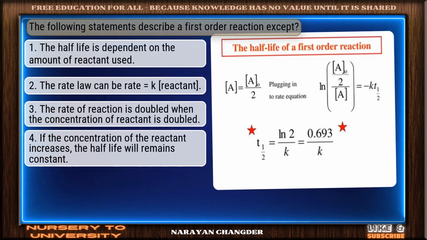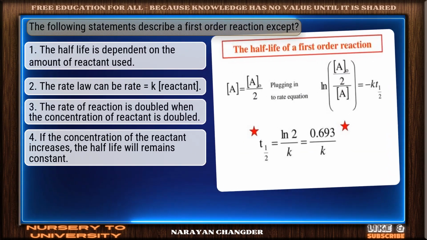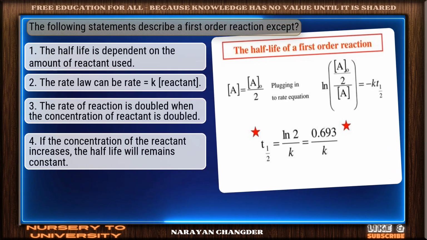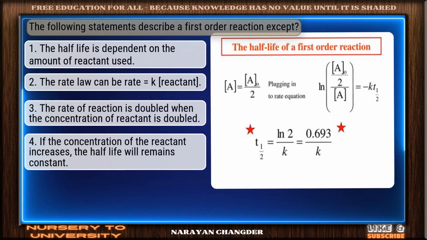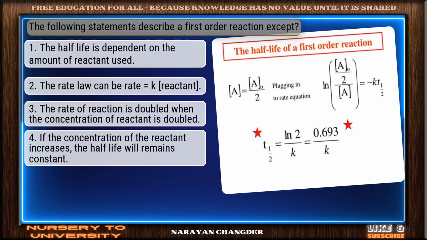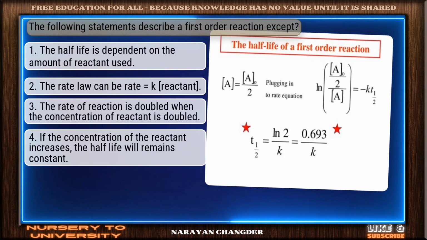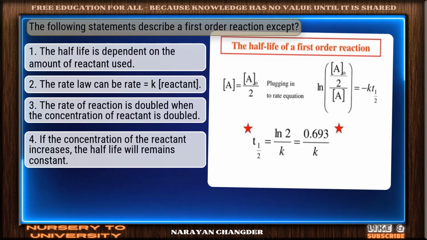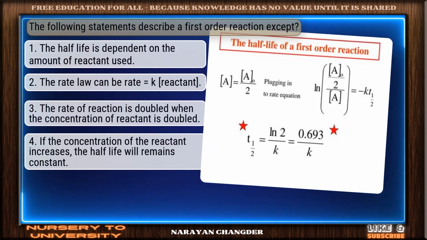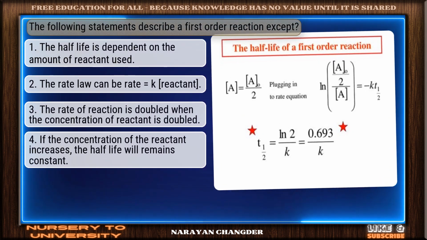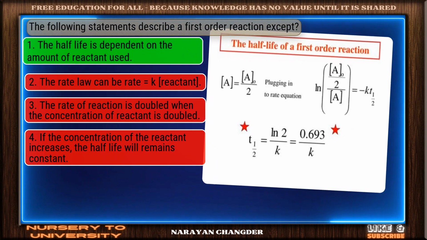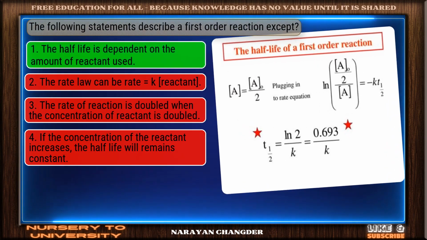The following statements describe a first-order reaction except: Option 1, the half-life is dependent on the amount of reactant used. Option 2, the rate law can be rate equals k[A]. Option 3, the rate of reaction is doubled when the concentration of reactant is doubled. Option 4, if the concentration of the reactant increases, the half-life will remain constant. Well done. The half-life is dependent on the amount of reactant used.